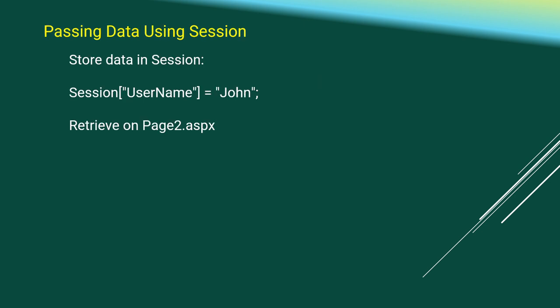Session variables are a secure way to pass data between pages without showing it in the URL. Store data before redirecting and retrieve it on the next page.